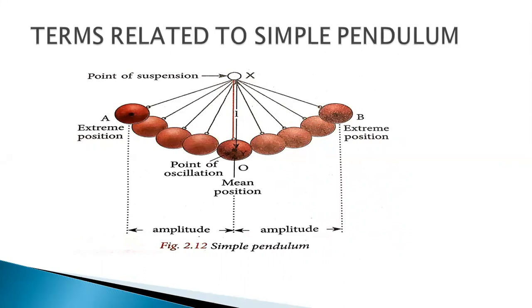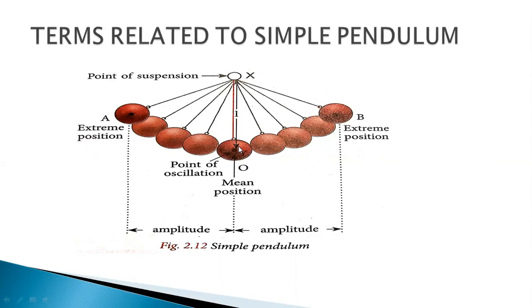Next, the point of oscillation. The center of gravity of the pendulum is called the point of oscillation. Third one, the length of the pendulum. See here, the pendulum has a length from the rigid support till the center of gravity. So this is known as the length of the pendulum.